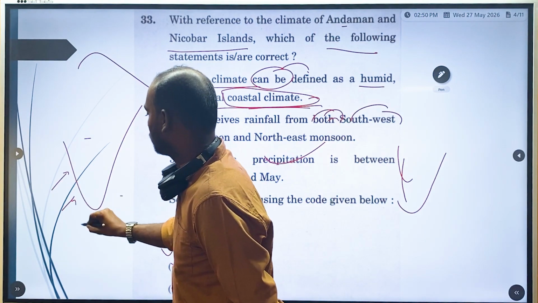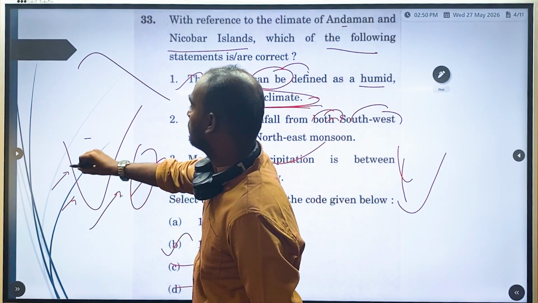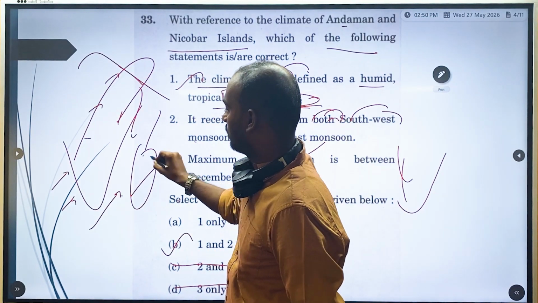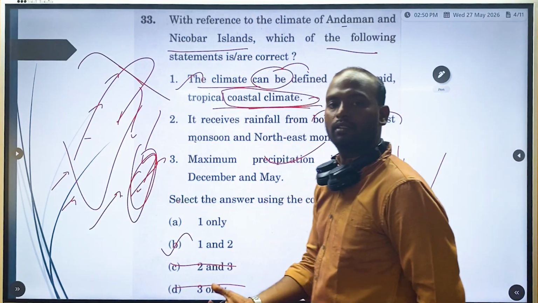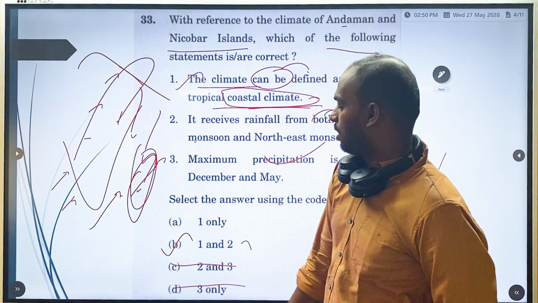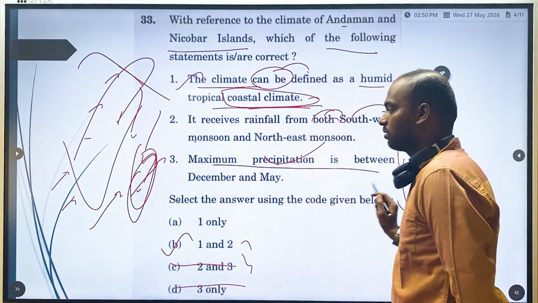Southwest monsoon, it gets rainfall? Yes. Northeast monsoon is the retreating monsoon, so it retreats and comes. So here, northeast monsoon. Fine, statement 2 is automatically correct. Once 1 and 2 are correct, then the third statement is wrong.